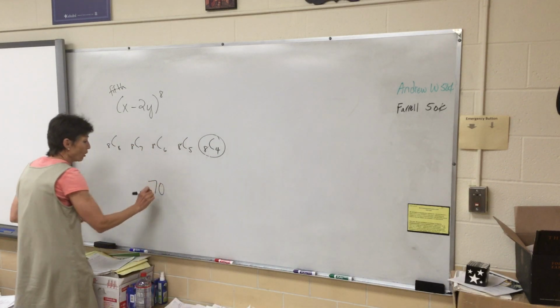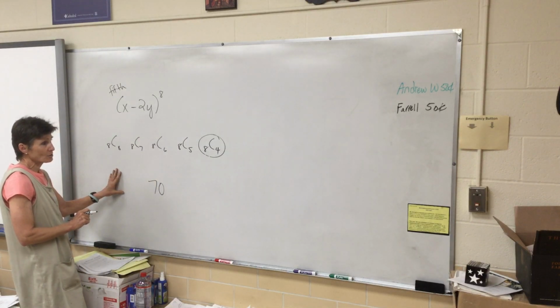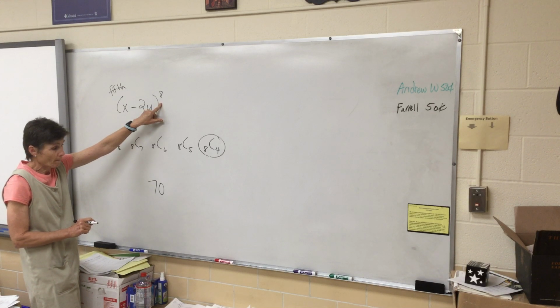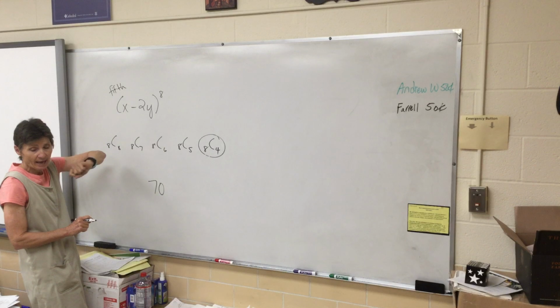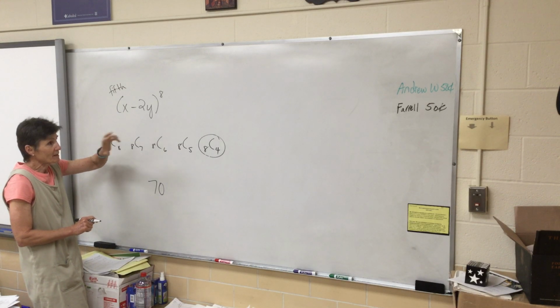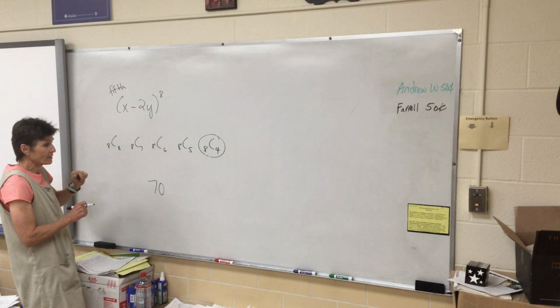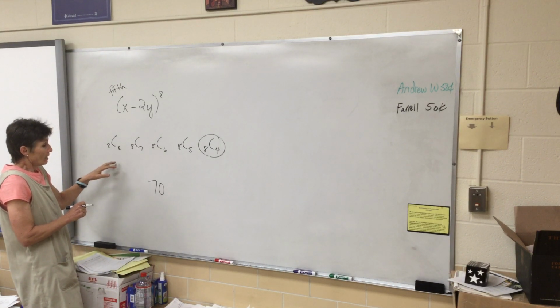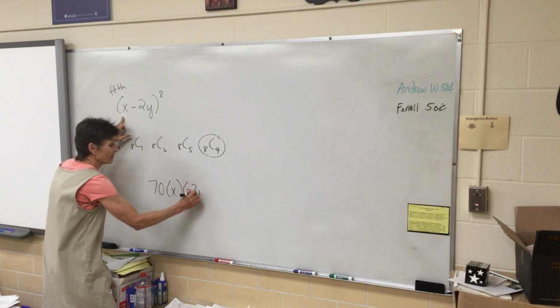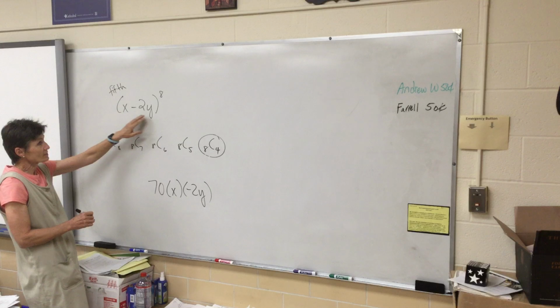Now remember, you could also get that number from Pascal's triangle, but you'd have to work it out all the way to the 8th row. And this test is not going to have all period. It's not a very long test, so you want to be careful about not doing things that take forever. All right, so 70, next to 70, we're going to put an x and a negative 2y. Those are the two parts of the problem.